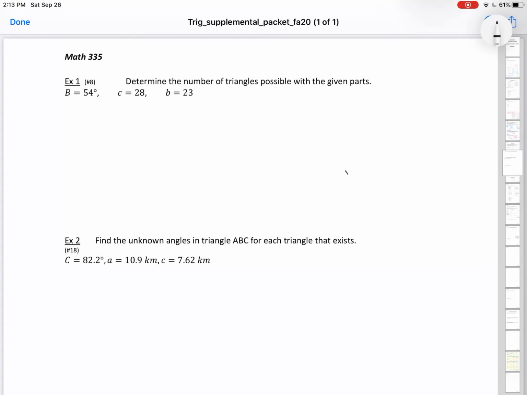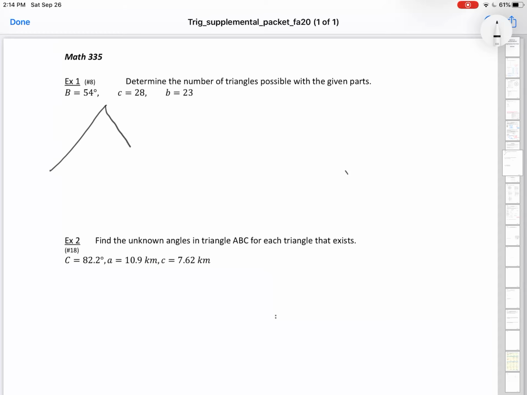All right, let's look at some examples from the book in regards to this section. You're going to expect most of these to involve the side-side-angle case, two sides and a non-included angle. As we do that, let's take a look at what we're given in example number 1, which is based on number 8 in the book.